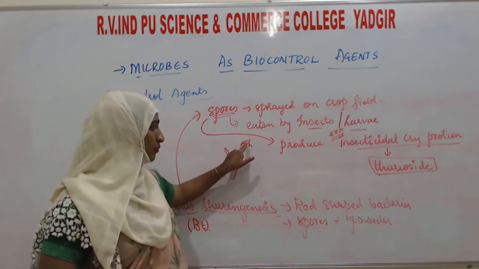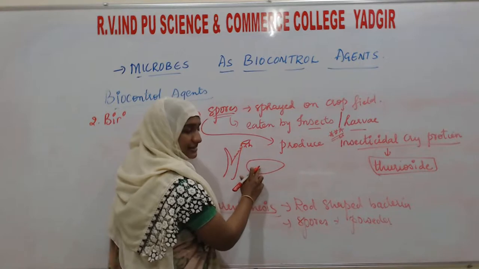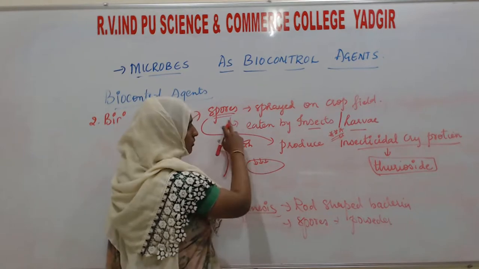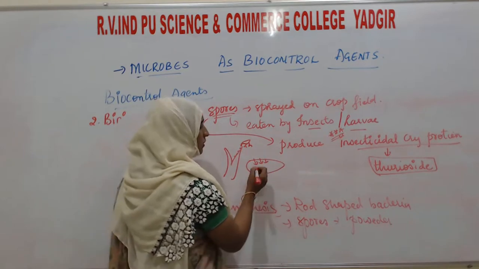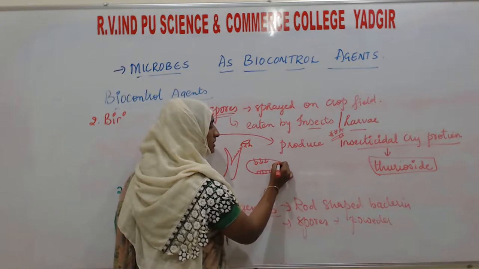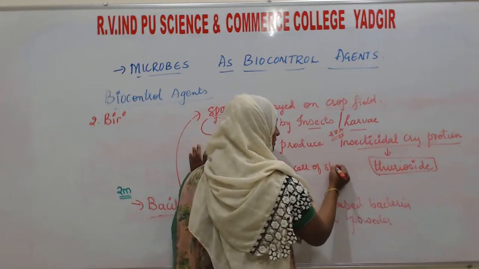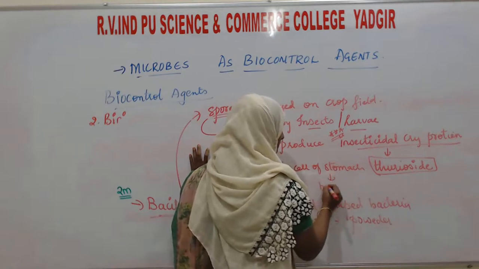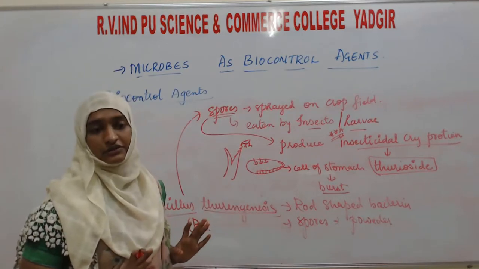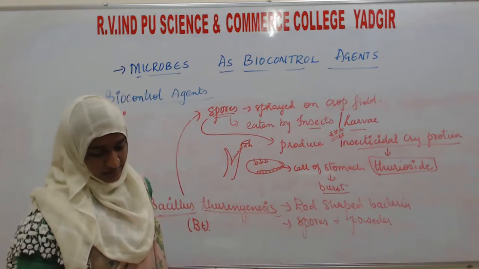After the spores are eaten, this toxic substance enters the stomach of the insect. The cells of the stomach are destroyed, they burst, and then the stomach itself bursts. Finally the insect or its larva is killed.